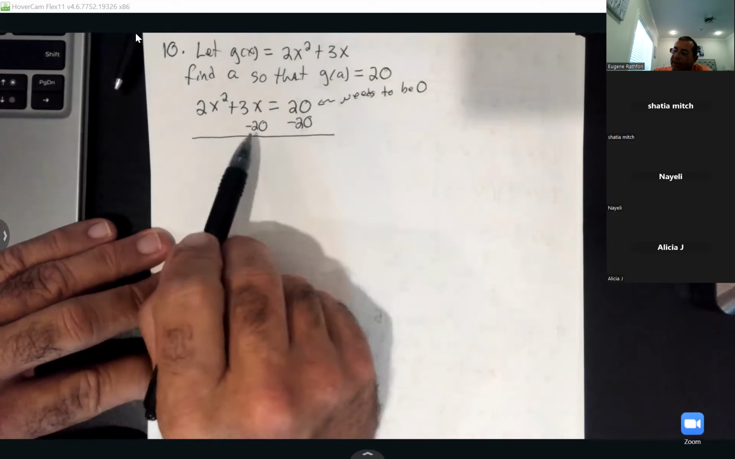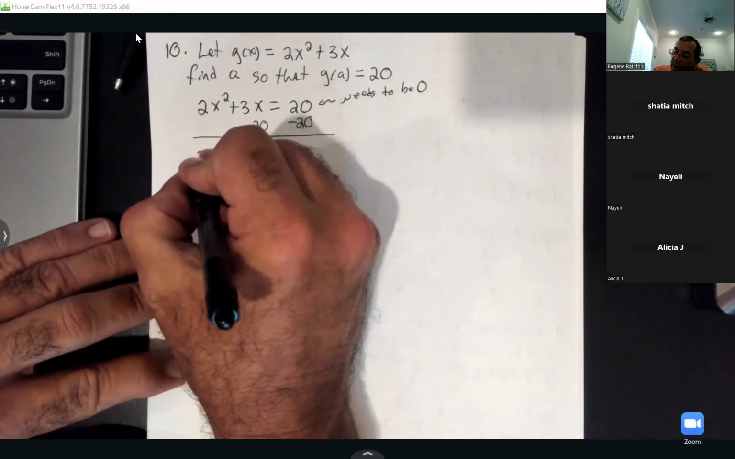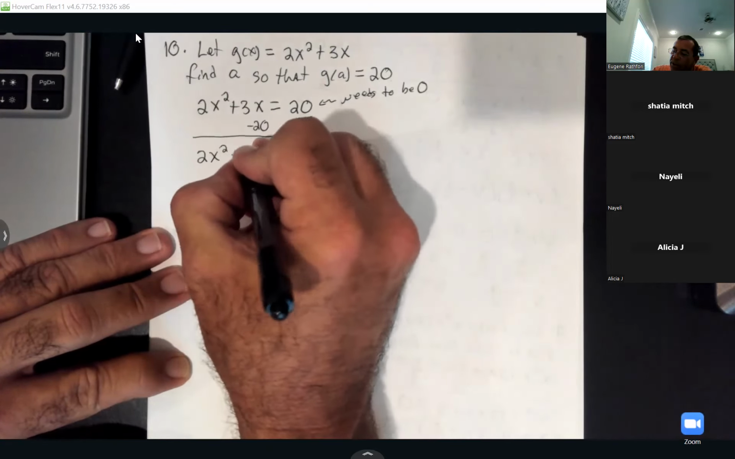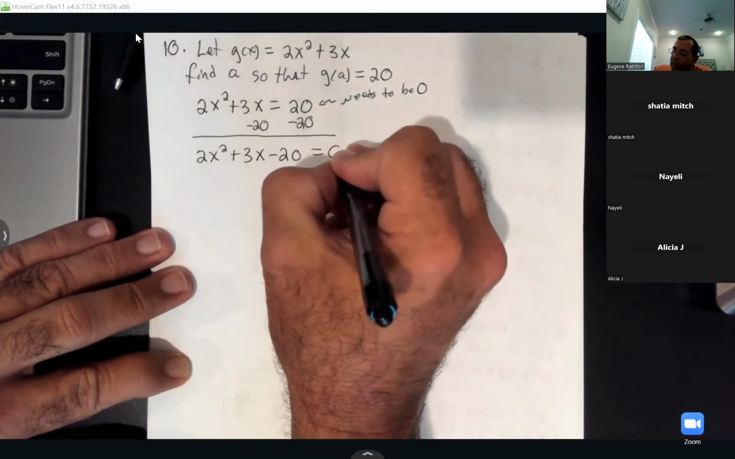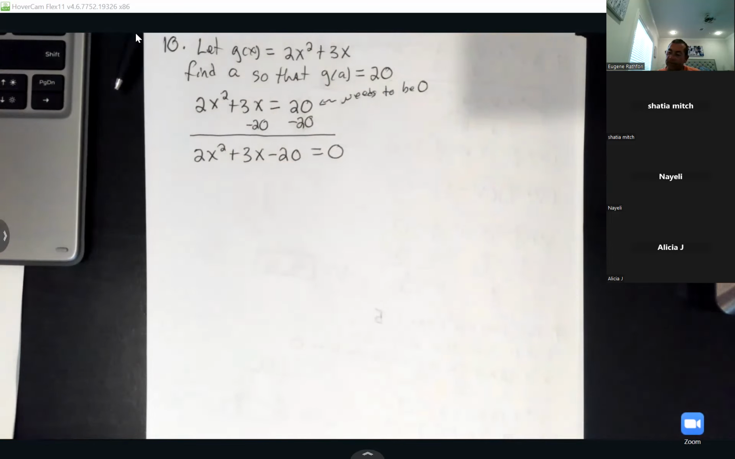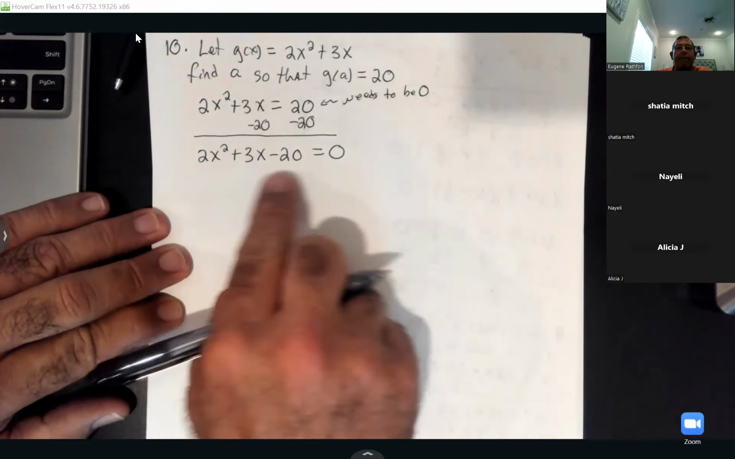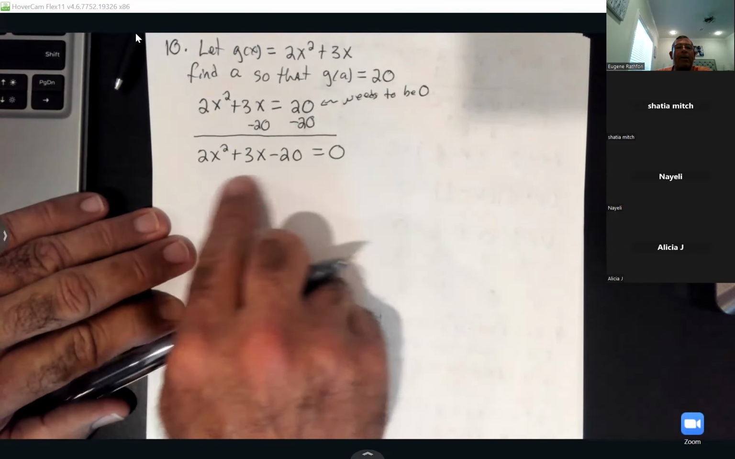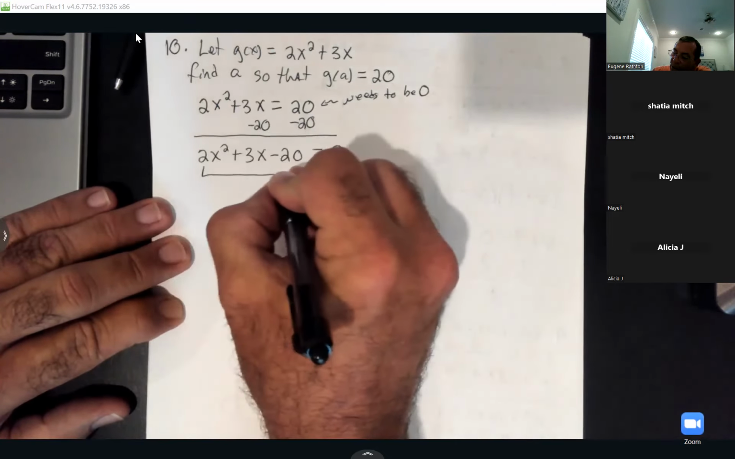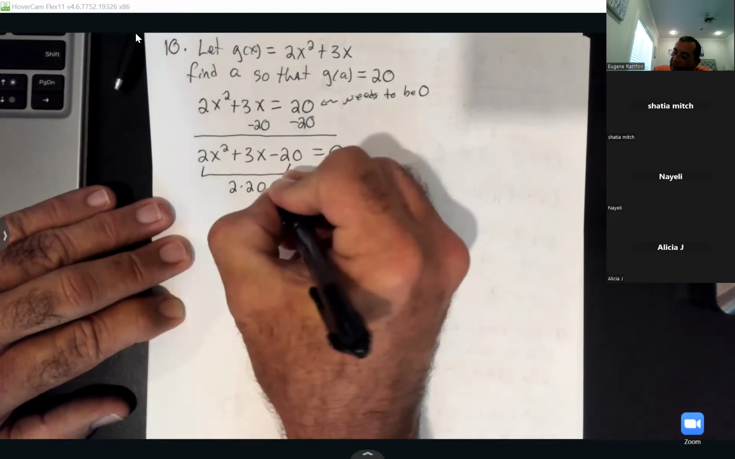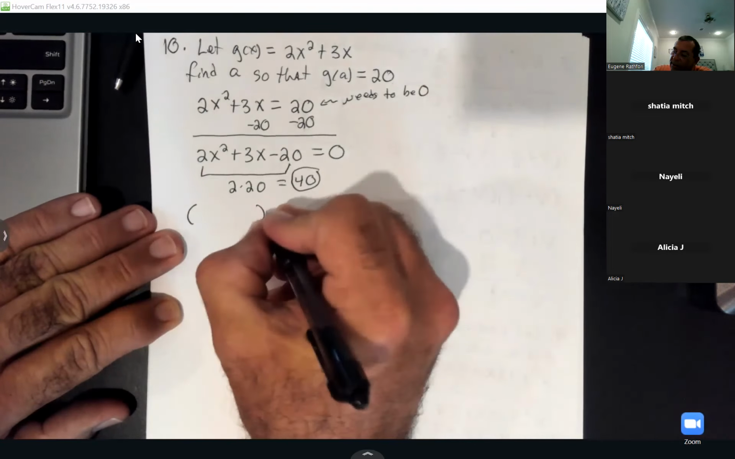Now notice, this time I don't have any like terms on the left side, so I'm just going to put them in order. 2x squared plus my 3x minus my 20 is all going to equal 0. All righty. So now I don't have a GCF because 2 and 3 don't have nothing in common. So we're going to multiply the 2 times the 20. That's going to give us a 40. So let me get my parentheses set up.